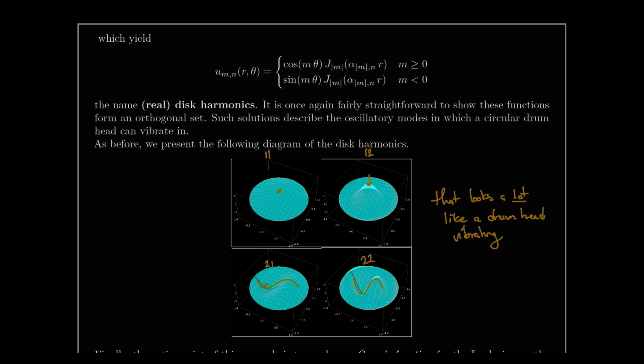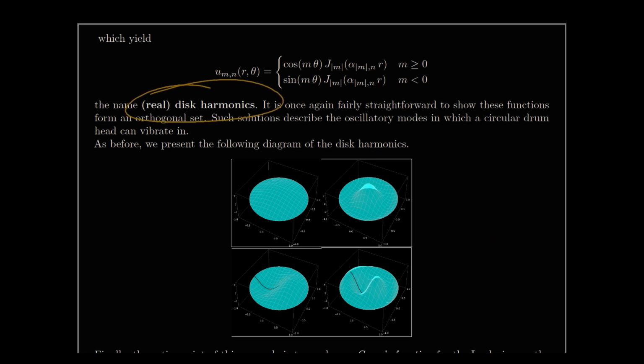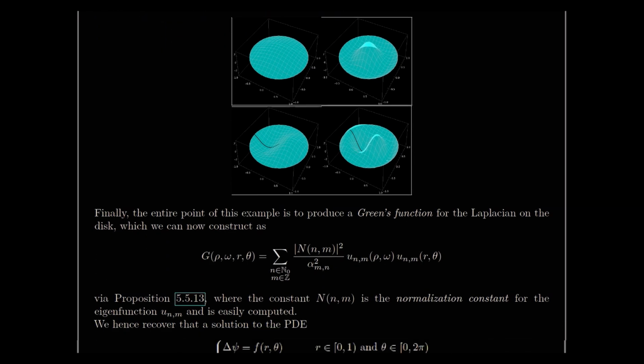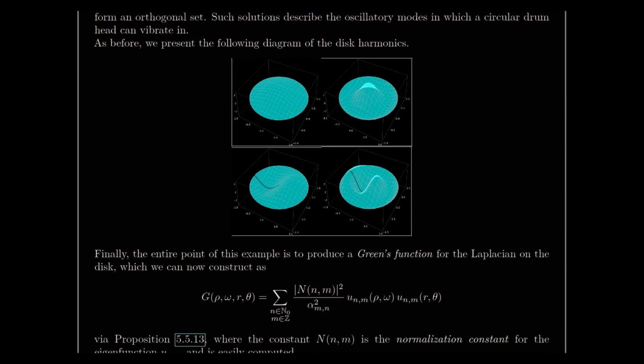And so depending on how much energy I impart to the drum head and where I hit it, I'm going to recover a different shape. And so these are the harmonics. These are called disc harmonics, or most people do just call them vibrations of the drum head or modes of the drum head. But we can purely, with PDEs, actually construct what these should look like. And that's not really the point. What was the point? The point was to construct a Green's function for the Laplacian.